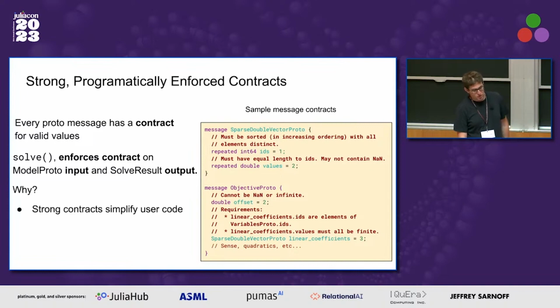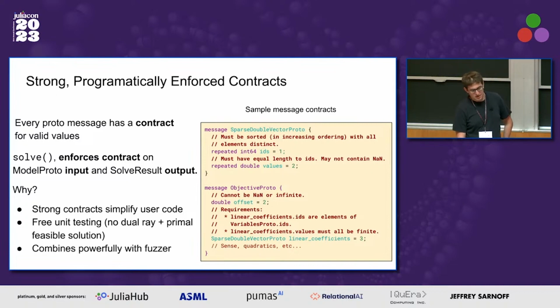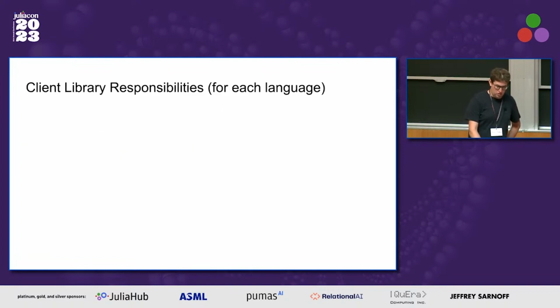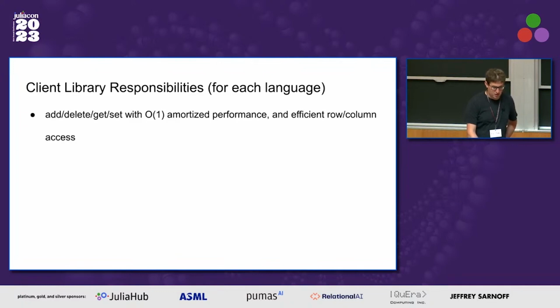So why do we do this? If you provide a strong contract, user code is a lot simpler. You don't need to have a bunch of conditionals. It makes you end up testing a lot more with your unit tests, and it's a powerful combination with a fuzzer. The idea of a fuzzer is that you generate random protocol buffers, send them down to the solver, and see what crashes the solver. And this validator catches a lot of issues. Okay, I've got to speed up, I'm using a lot of time.